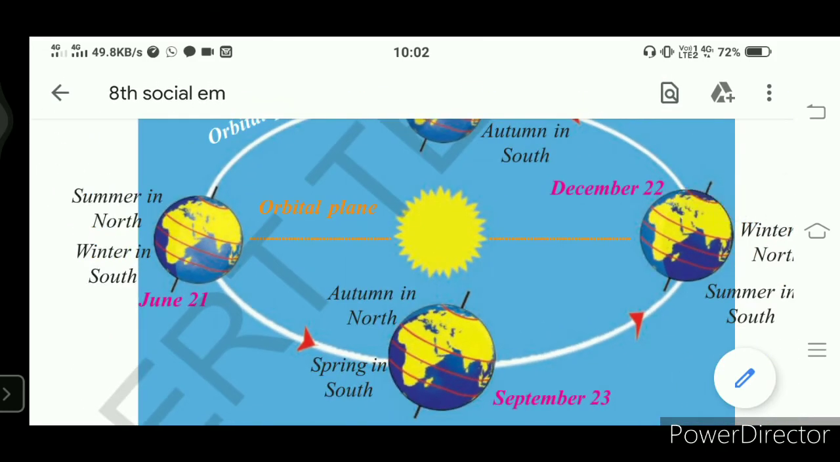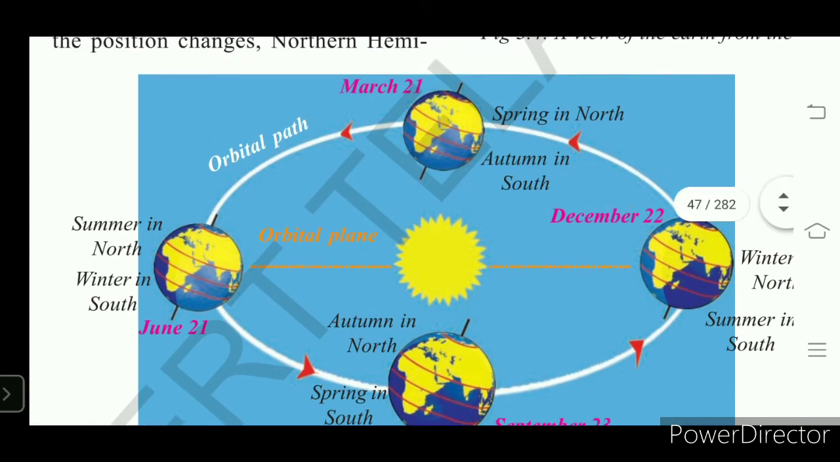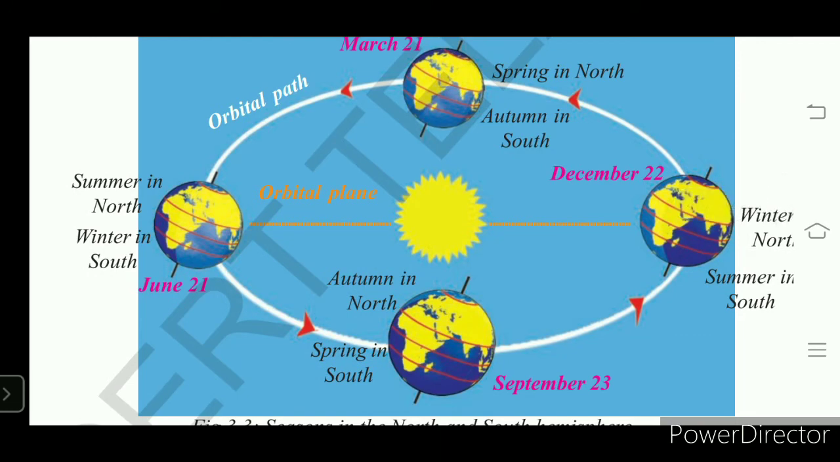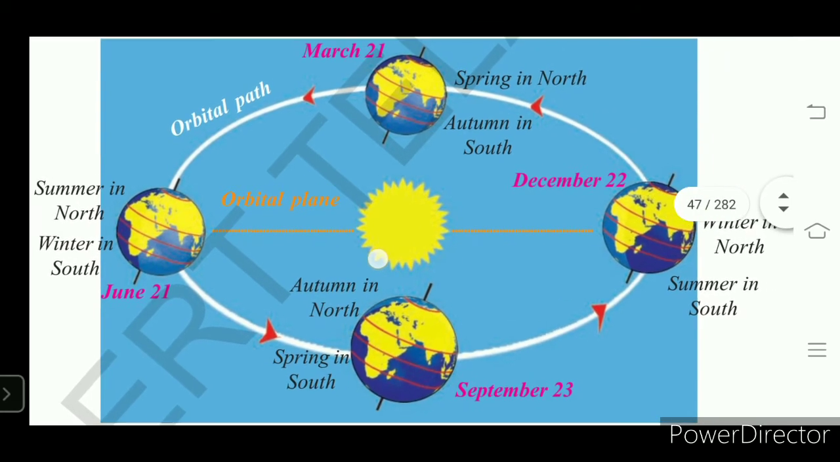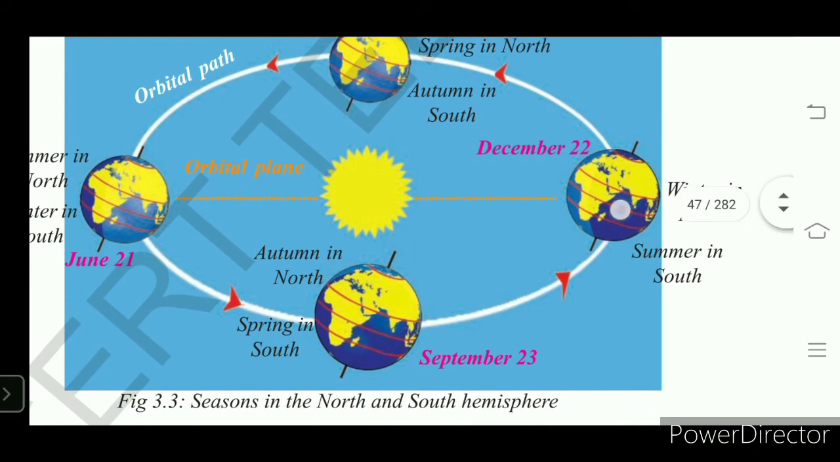When it is autumn in the northern hemisphere, it is spring in the southern hemisphere. When it is spring in the northern hemisphere, it is autumn in the southern hemisphere. The seasons are changing, right? As the seasons change, we see that pressure belts also change. Understand? So the northern portion gets snowfall in winter, that is, in December 22nd. On December 22nd, it is winter in the northern hemisphere.